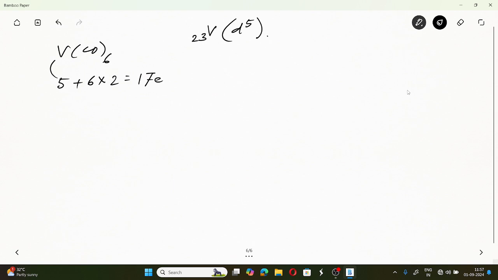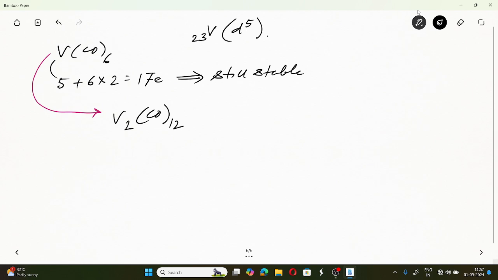In spite of being a 17 electron system, it is still stable. It will not readily undergo dimerization. Why? Because suppose we assume that it undergoes dimerization, then what's going to happen? This will be converted to V2(CO)12, isn't it? There has to be a metal-metal bond. If it undergoes dimerization, the dimerization should occur by formation of a metal-metal bond so that each vanadium gains an additional electron. Then adding 1 to this 17, it will become an 18 electron system.